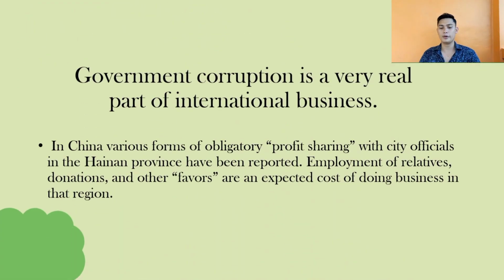Government corruption is a very real part of international business. In China, various forms of obligatory profit sharing with city officials in the Hainan province have been reported. Employment of relatives, donations, and other favors are an expected cost of doing business in that region. Similarly, according to Bloomberg Businessweek, the main reason Russia has attracted less international investment in Brazil is due to the prospect of being singled out for abuse by government officials who occasionally collaborate with Russian enterprises.